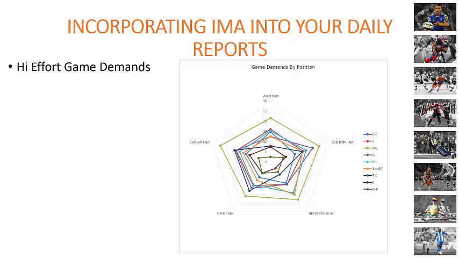So we could clear this graph up and we could graph, let's just say, centers and forward centers, but I wanted to just show you the idea that we can get all of our true game demands on a graph for all our positions.